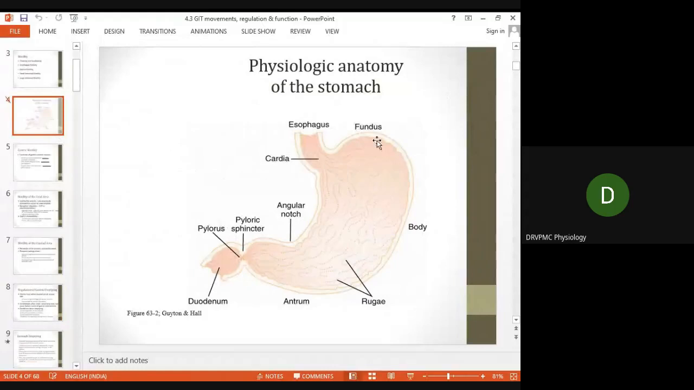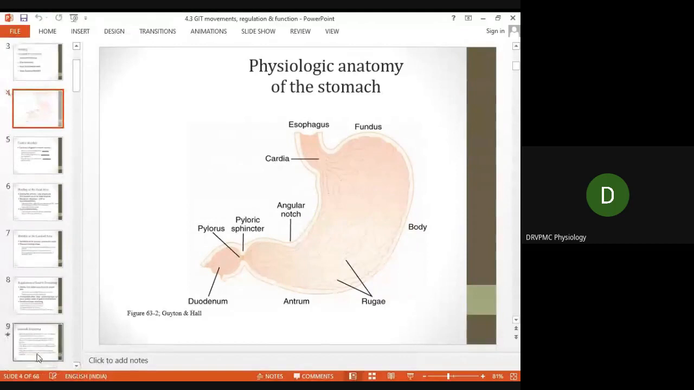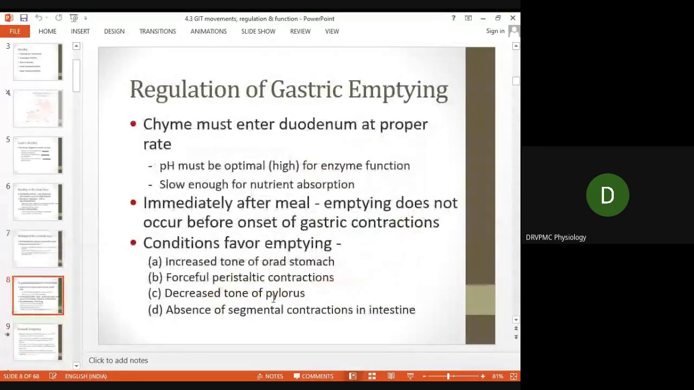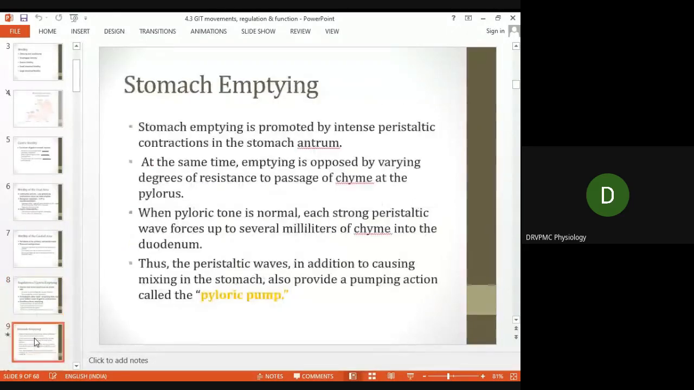Okay, this is the orad part and this is the caudate part. So here there will be increase in the tone, and here at the pyloric sphincter, there will be decrease in the tone. So this will open up, that will allow the food to pass. Okay, then absence of segmental contractions in the intestine. Okay, and that is why the food can pass from the lower end of the stomach or the pylorus to the duodenum.